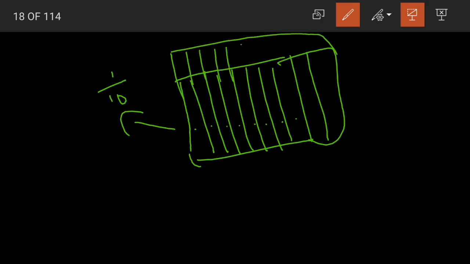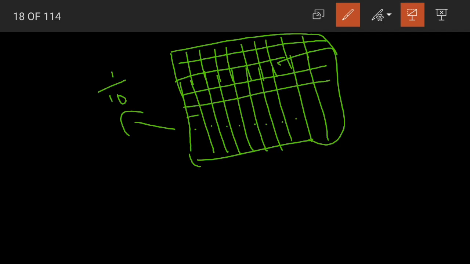And if we want to represent 1 by 100, what did we do? The same square we have further divided into 10 parts. 1 2 3 4 5 6 7 8.